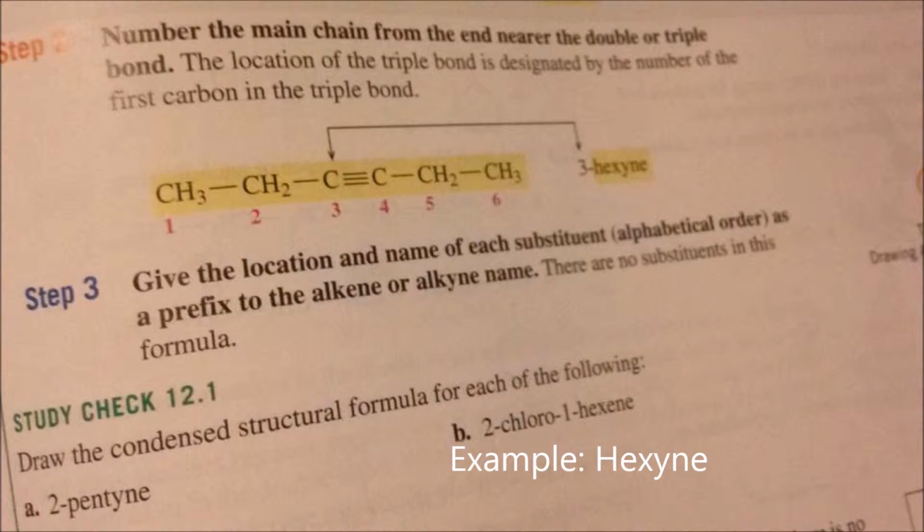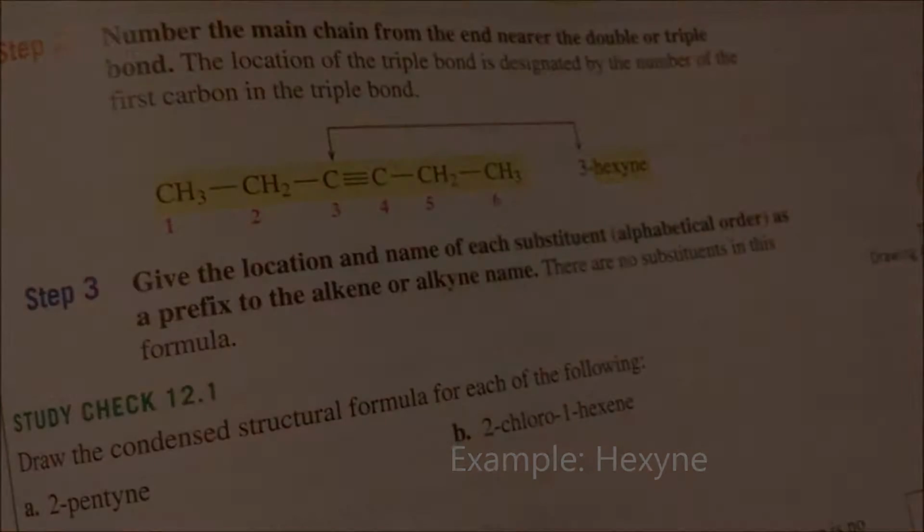Now to finish the example, in step 3 we give the location and name of each substituent in alphabetical order as a prefix to the alkane or alkyne name. And in this example, there are no substituents in this formula.